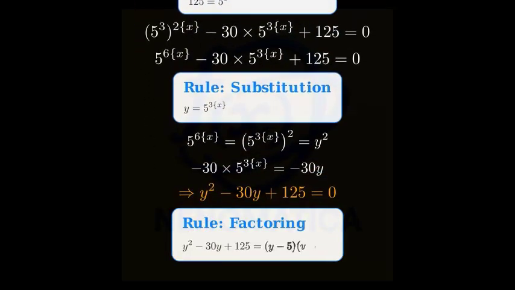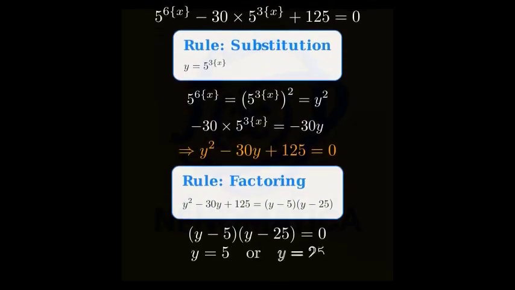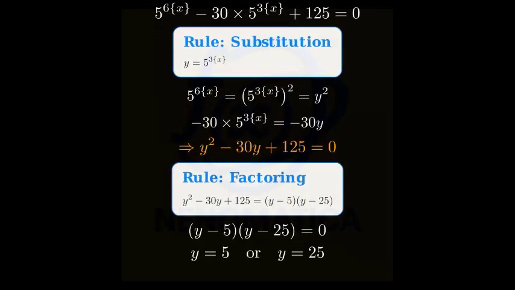Step 3. Factor the quadratic. We need two numbers that multiply to 125 and add to -30. Those are -5 and -25. So the quadratic factors as (y minus 5) times (y minus 25) equals 0. Therefore, y equals 5, or y equals 25.